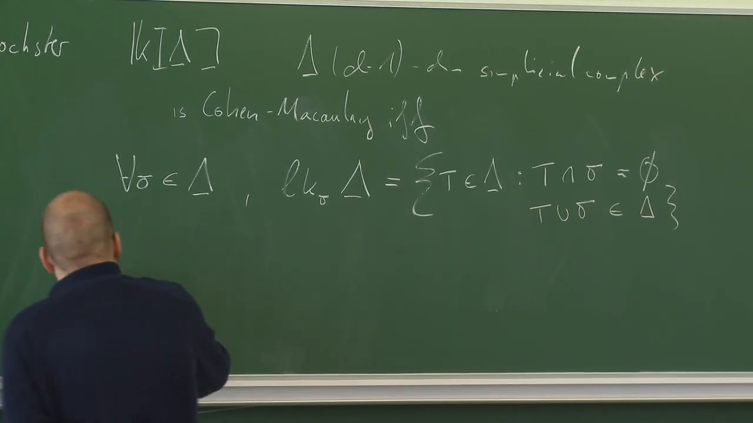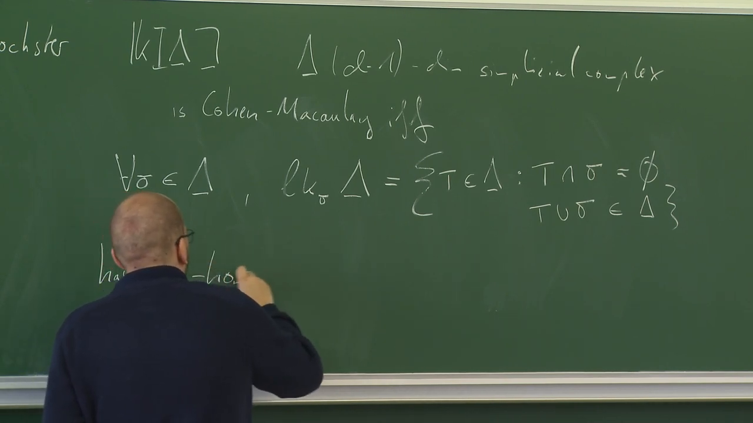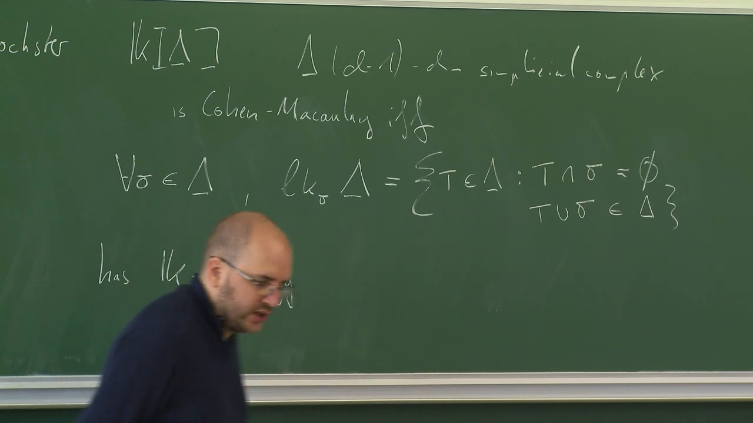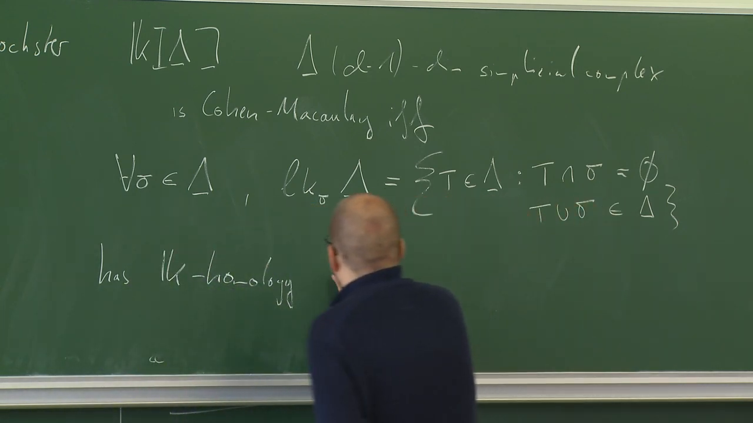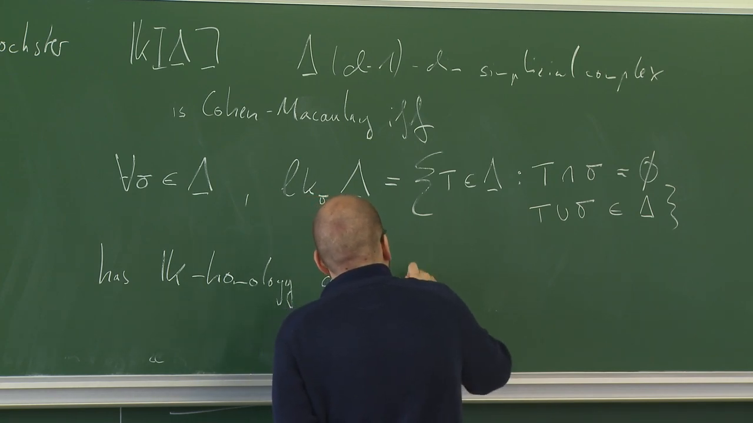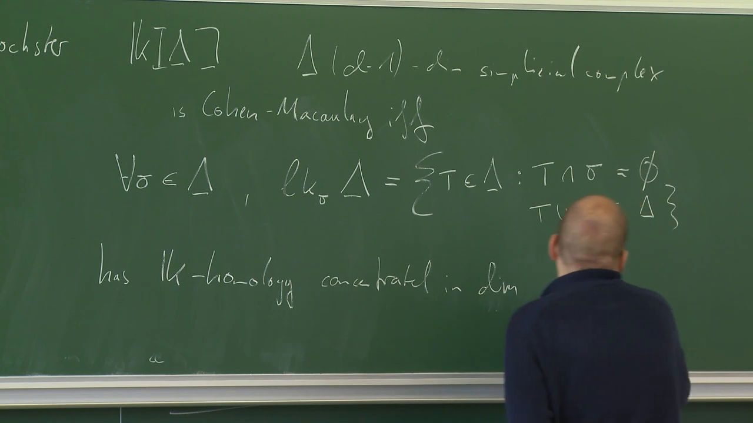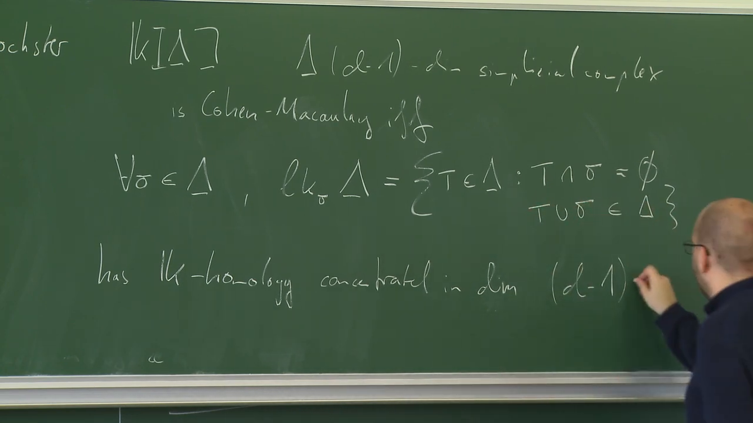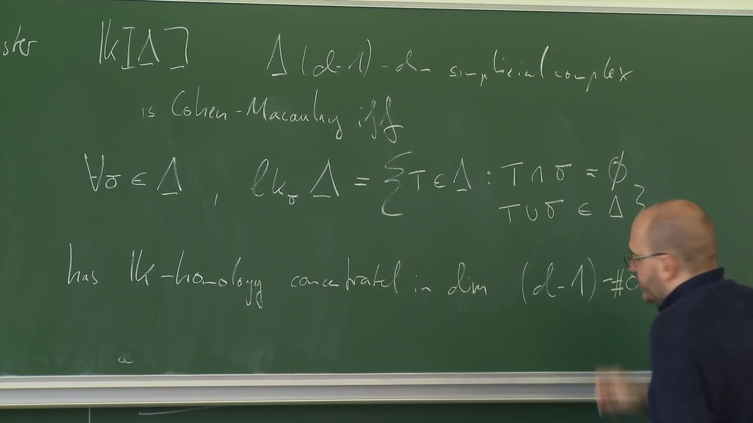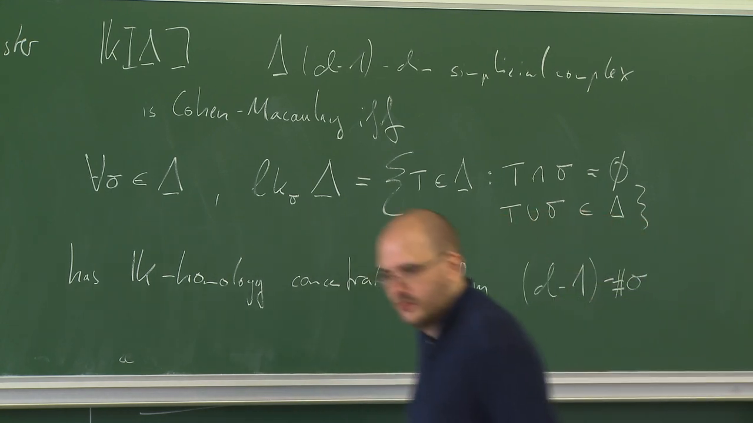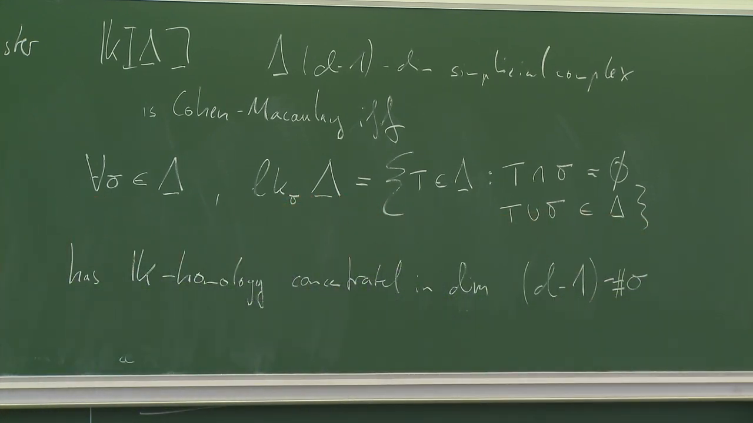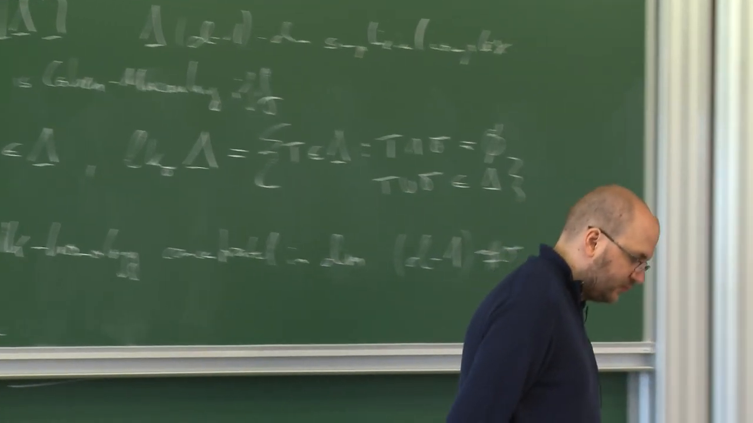Has homology with k coefficients concentrated in dimension d minus one minus the cardinality of the simplex that I took the link of. So the link will be a simplicial complex which has homology just in the top dimension.